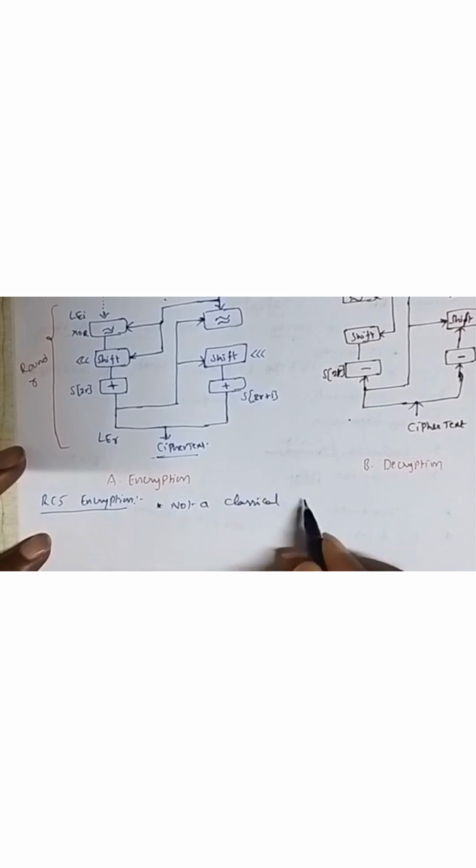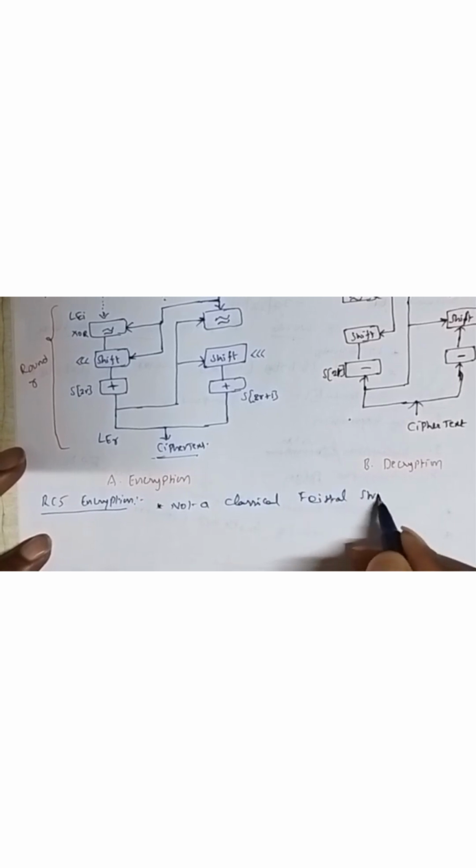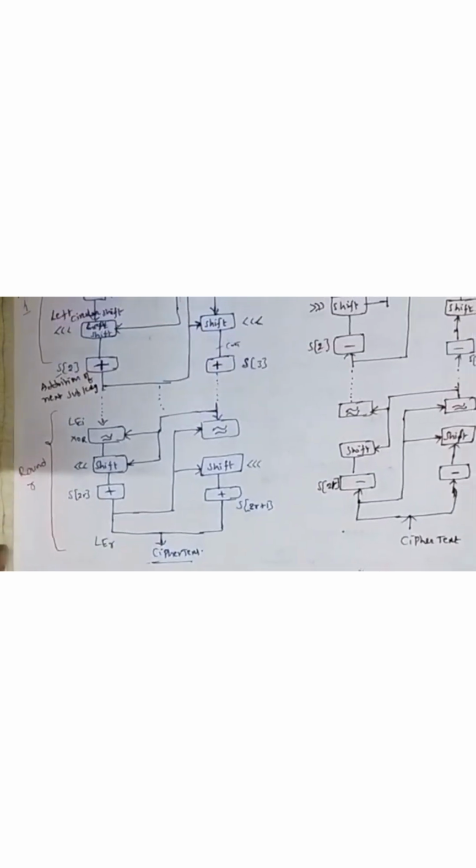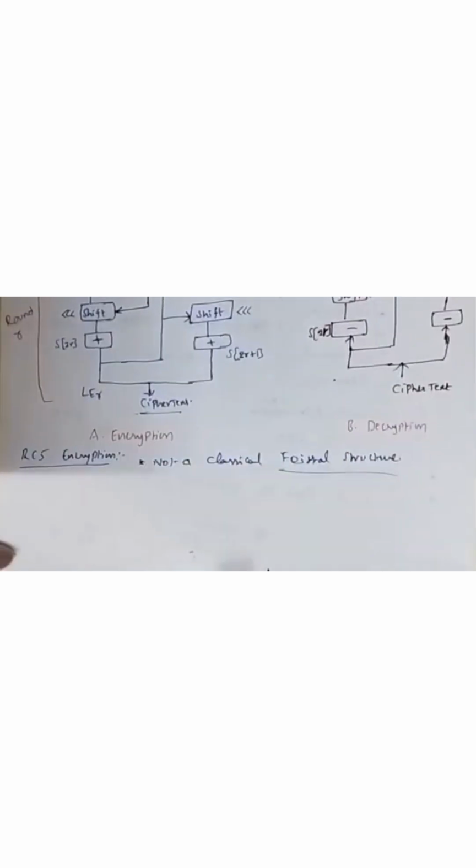Okay, RC4 encryption is not a classical Feistel structure. Why? Because in a classical Feistel structure, for every round the data will be swapped, but here there is no swapping, so it is not a classical Feistel structure.